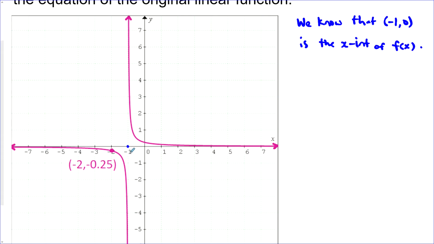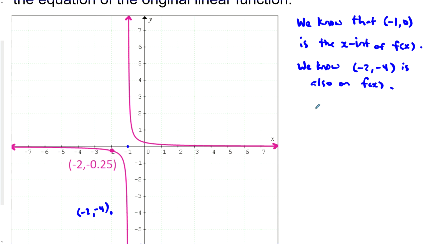Next thing we know is we have this point here. This is not an invariant point. It's not at y equals 1 or y equals -1. So it's not an invariant point. But we do know that the reciprocal of this y value here is on the graph of f of x. So the point on f of x is -2, and the reciprocal of this is -4. So this point here, -2, -4. So we know -2, -4 is also on f of x.